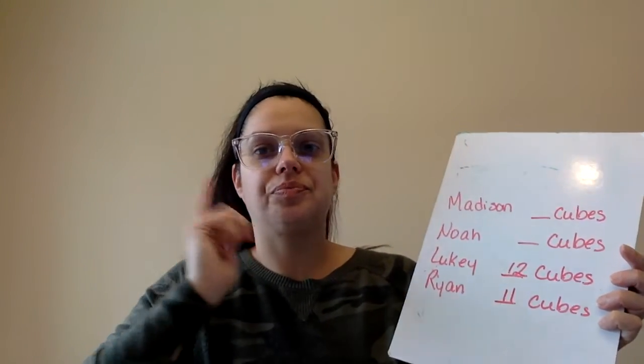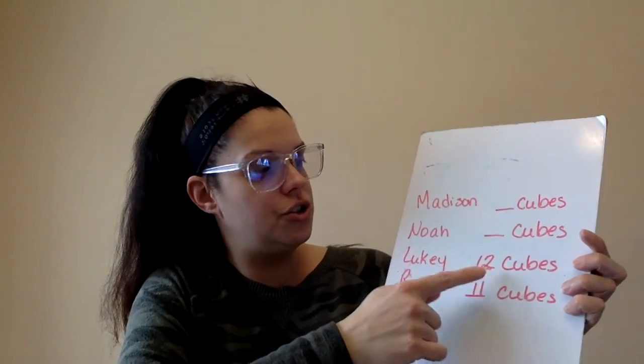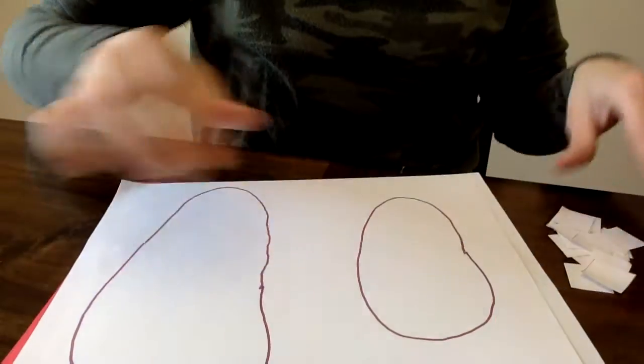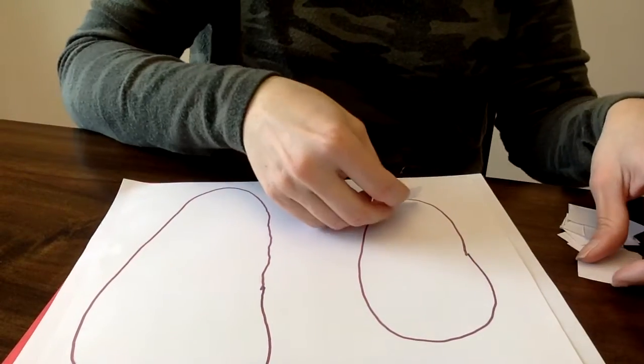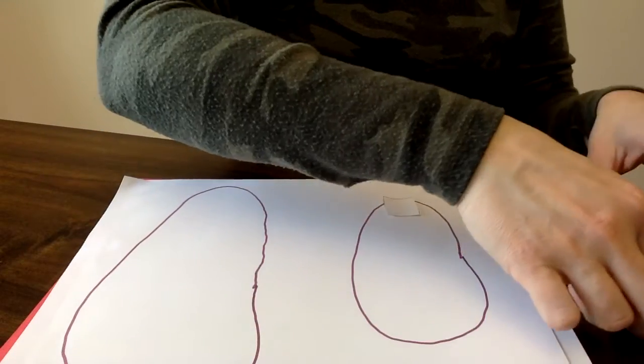Okay, so I had Madison, Noah, Lukey, and Ryan. When I measured Lukey's shoes, his shoes were 12 cubes long. When I measured Ryan's, his was 11. Okay, so now let's look over here. I'm going to measure Madison's shoes. So remember, I'm going from heel to toe when I measure.